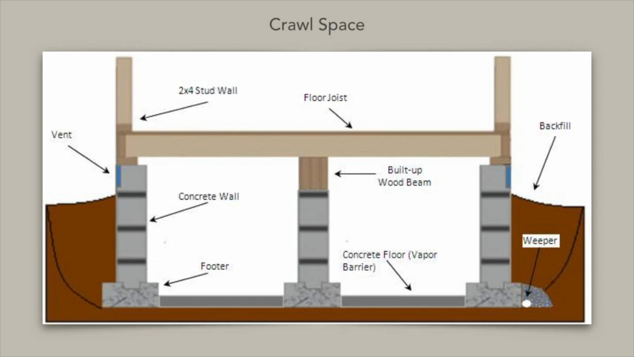A crawl space is a type of foundation that elevates the house a minimum of 18 inches from the ground. Crawl space foundations are normally waterproof with a vapor barrier along the bottom of the ground. Crawl spaces normally contain the plumbing, electrical, and heating and cooling system ductwork. As a home inspector, ventilation through the crawl space is a very important characteristic. The crawl space should have a minimum of 150 square inches of ventilation per 100 square feet.